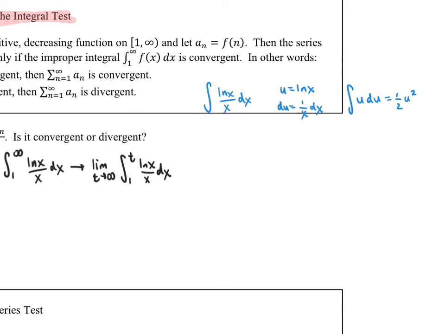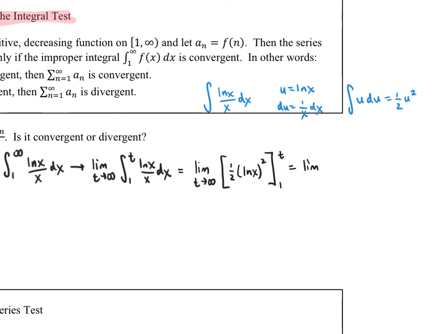So that's sort of my side scratch work there. So this is going to be the limit as t goes to infinity. The antiderivative is 1/2 u, but remember u is the natural log of x, squared, and we're going to evaluate from 1 to t.